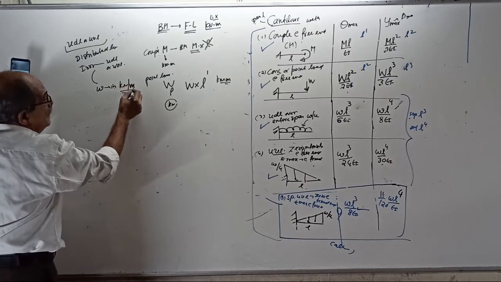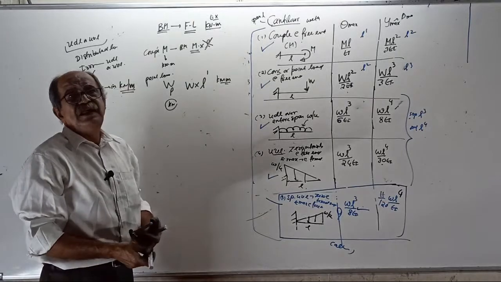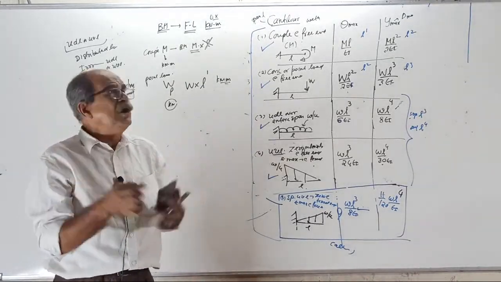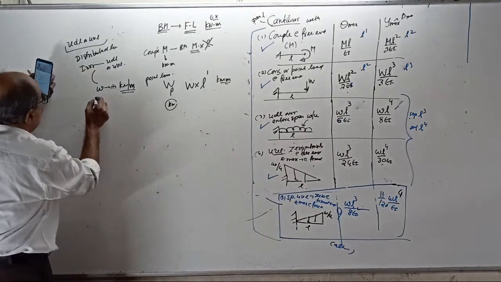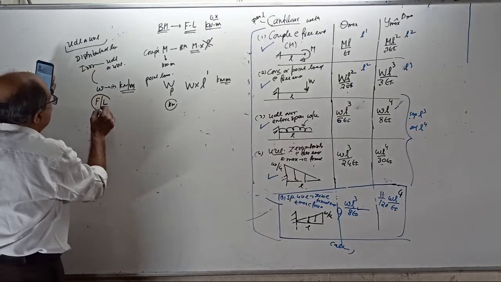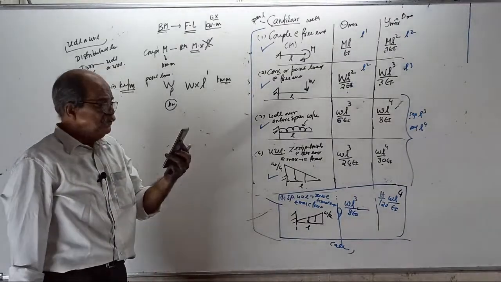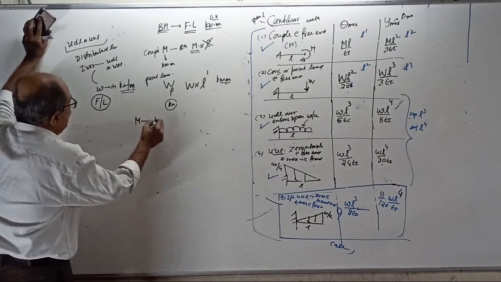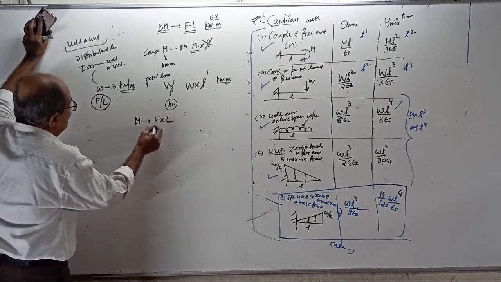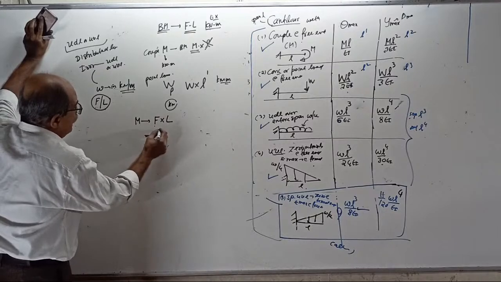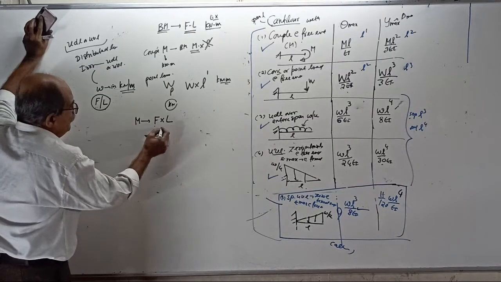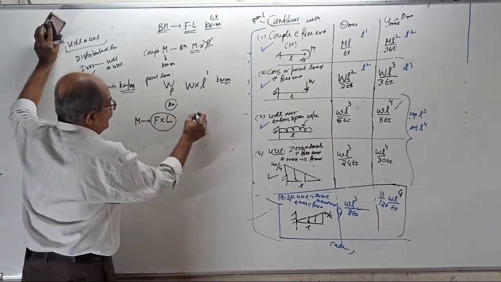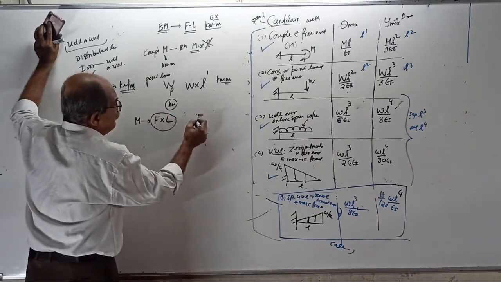Tell yes or no. If it is UDL, constant. If it is UVL, varying. But even then, distributed load means it will always be force per unit length. Like kilonewton per meter. Therefore, for the bending moment we want F into L, so the intensity is F by L.